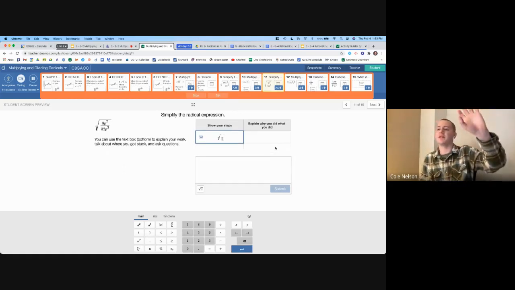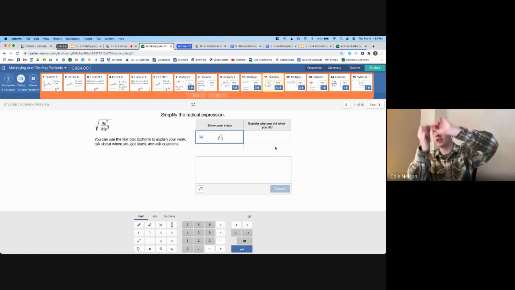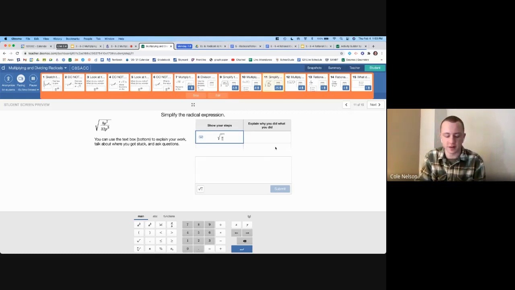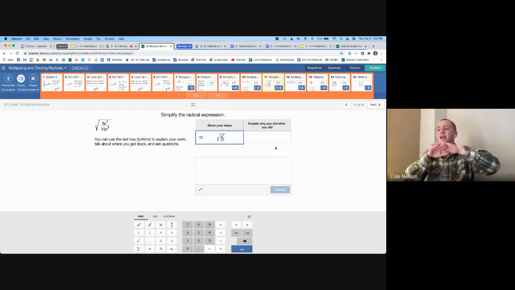But p to the 7th over p to the 3rd, you can subtract those exponents. So it's 7 minus 3 is 4. So my exponent on the top is going to be a p to the 4th. So that's my first thing that I'm going to do. I'm going to just get rid of those p's on the bottom, do what I can to simplify that part.